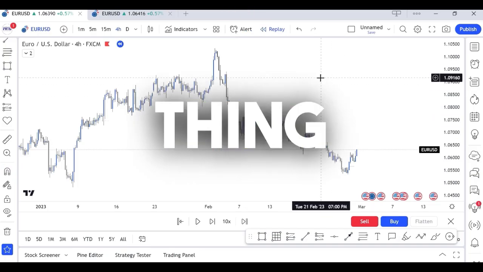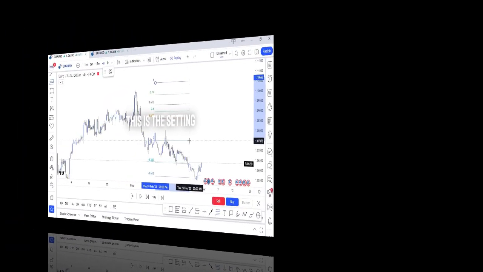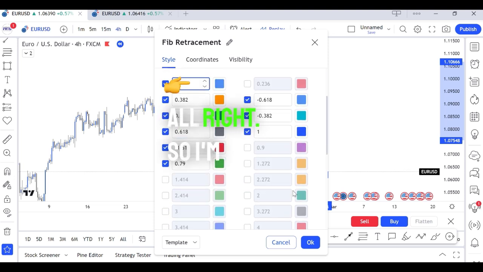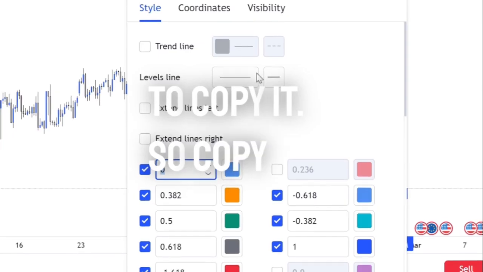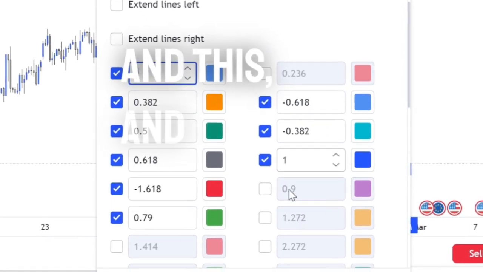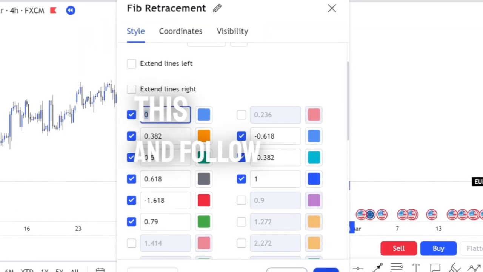All right, so the first thing you want to understand when it comes to Fibonacci retracement is to know the settings. This is the setting I have on. Feel free to copy my settings. I'm going to give you some time to copy it. I have 0, I have this, and this, and this. You can pause this video and copy this and follow along with me.